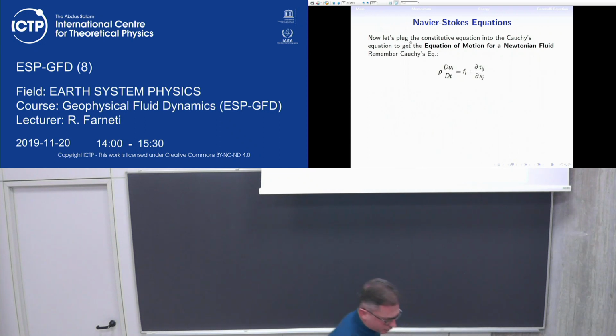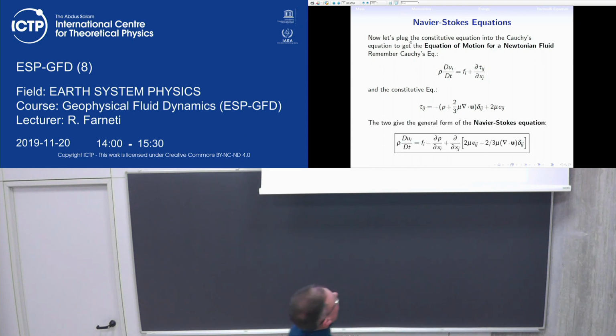Okay, so if you plug that into the Cauchy equation, the expression derived from the constitutive equation, which is that one, you reach the general case for the Navier-Stokes equation, which is something like this. Mass times acceleration equals the body forces plus the surface forces that have a normal component, the pressure gradient, and these viscous components.